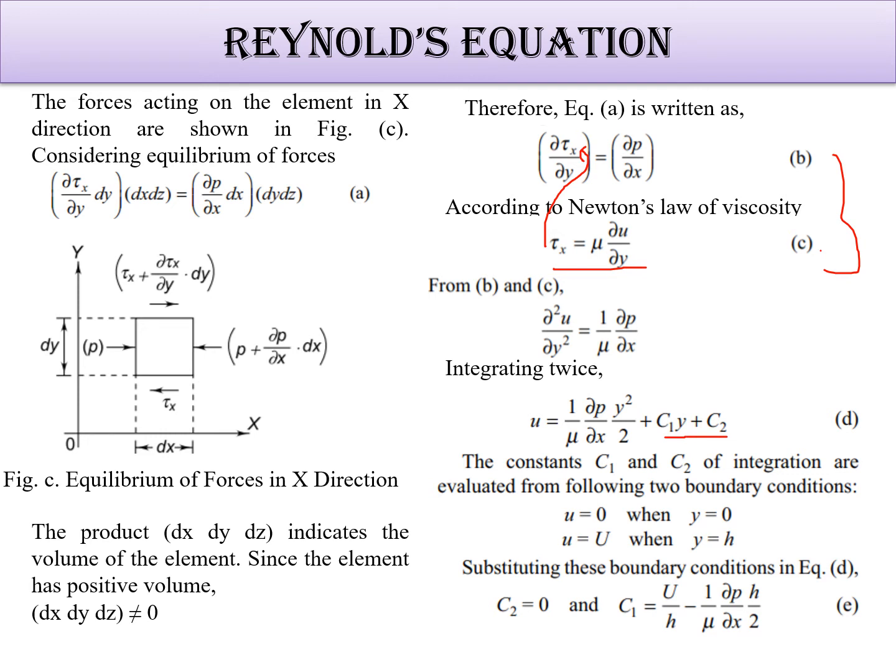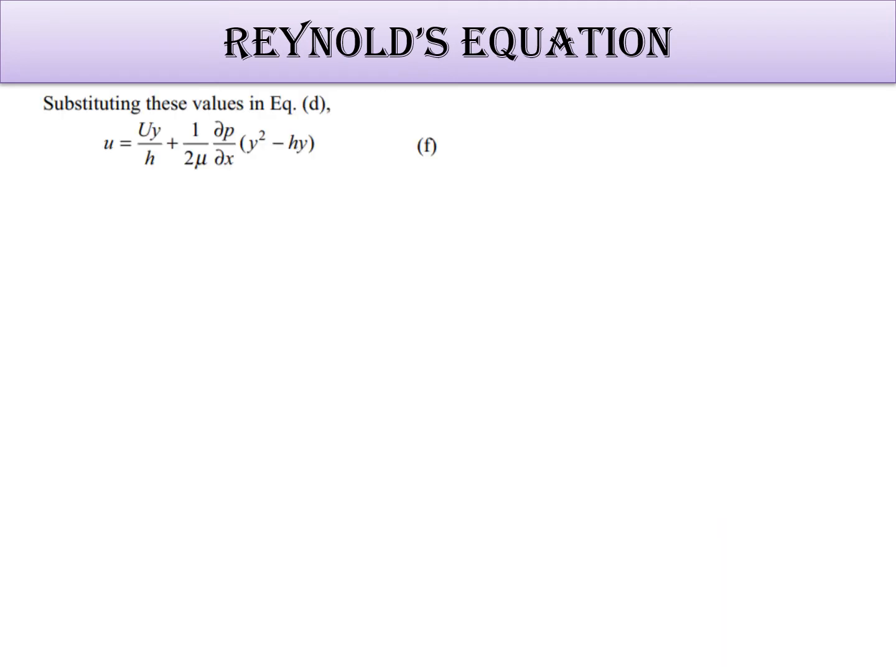With two boundary conditions: u equals 0 at y equals 0, and u equals capital U at y equals capital H. So C2 becomes 0, and C1 is this. Put these two values in this equation. Now this gives the new equation, equation F, because we have added the constant value here.